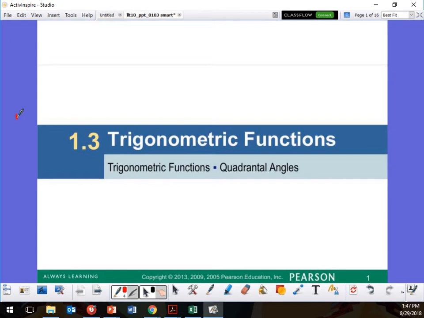Alrighty, we have trigonometry, functions, and quadrants. So 1.3, so this is amazingness, right? Okay, everyone wants to be here? Yeah. Okay, yes, it is kind of hot in here.